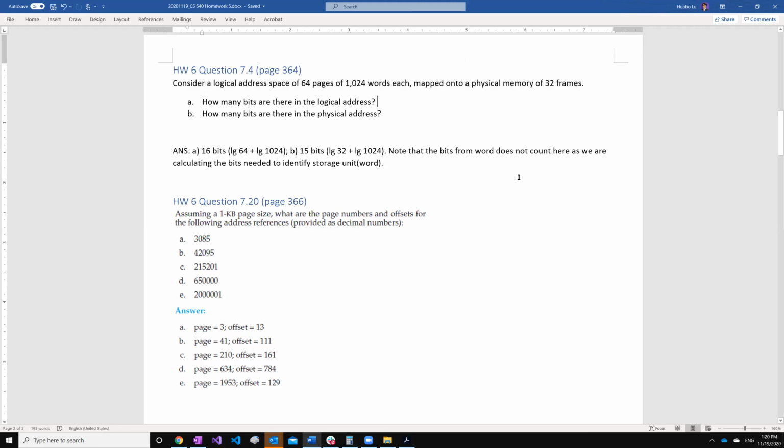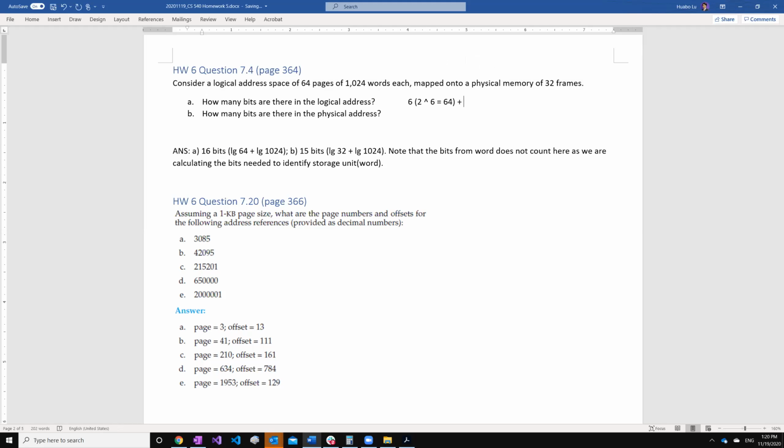I'm going to write it down. That is 6. Why 6? Because 2 to the power of 6 is 64. You may get this temporary answer. Guys, don't write this down. This is not the final one. So 6 bits to represent each page.